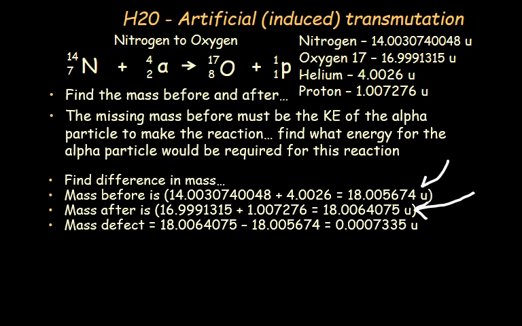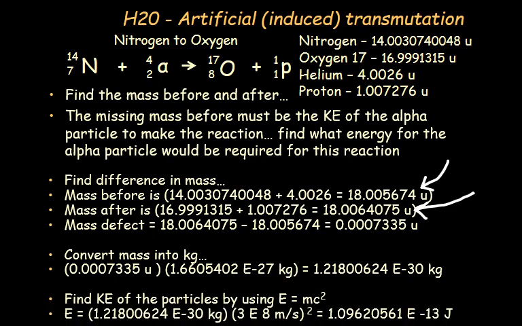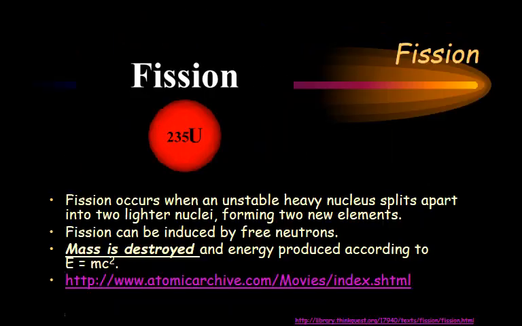And if you notice with the masses, the mass after is greater than before. Before it's this much mass, after it's this much. So this will not naturally occur. You have to force this. And so we can figure out how much energy it takes. We convert our mass to kilograms, E equals mc squared. And it's going to take 1.096 times 10 to the negative 13th joules to make this reaction occur.